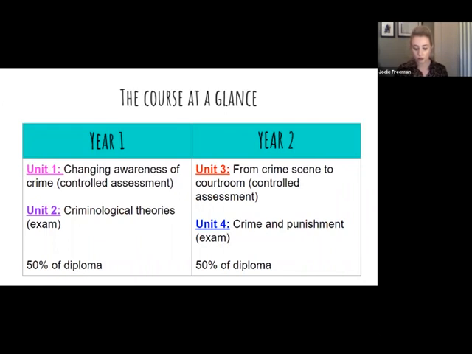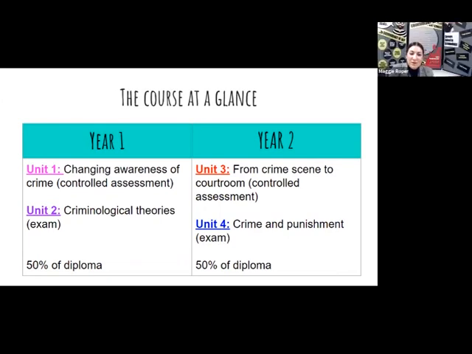So that's Unit 1, and then within Unit 2, which we'll be starting after Christmas of your first year, we start to look at criminological theories. So we look at biological, sociological and individual theories surrounding why people commit crimes, and what the treatments of that might be, and trying to get to the root cause of why criminals behave certain ways. So that sums up Year 1 in a nutshell. So Maggie's going to talk to you now about Year 2.